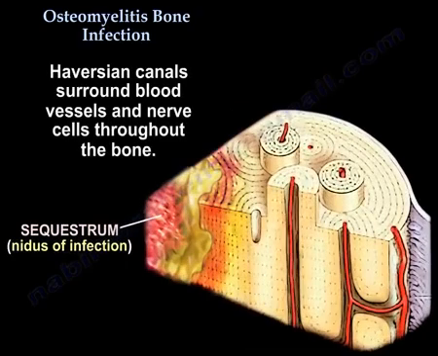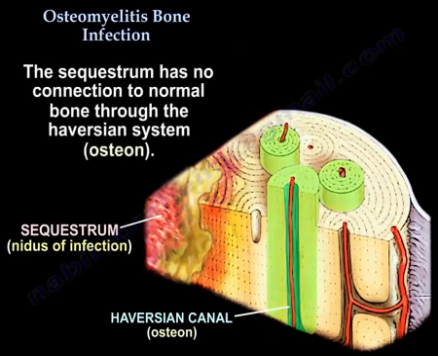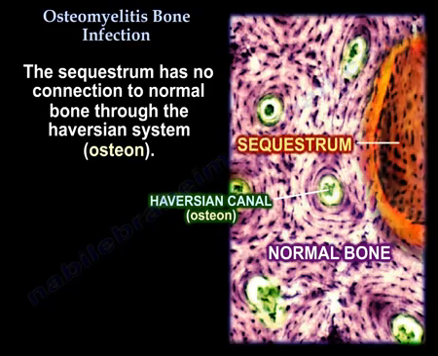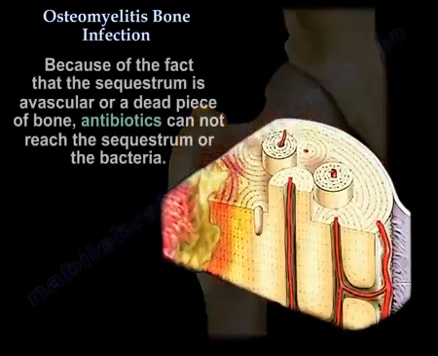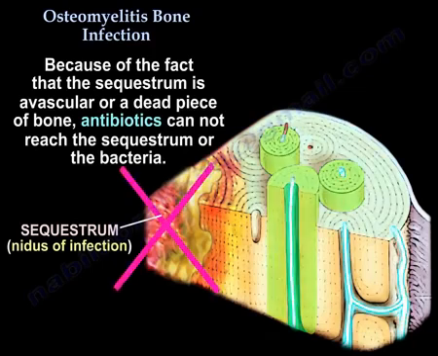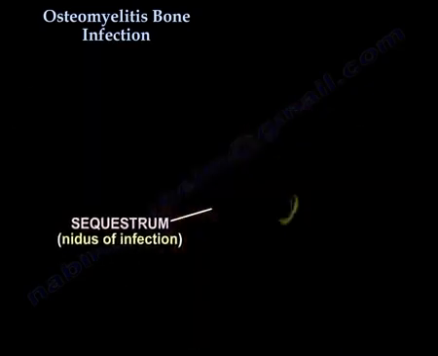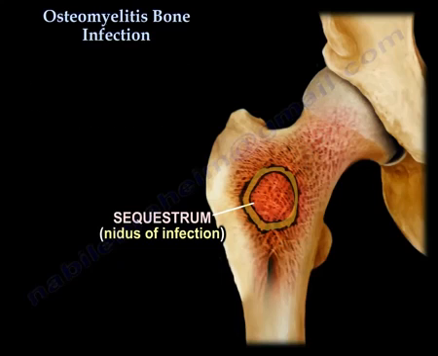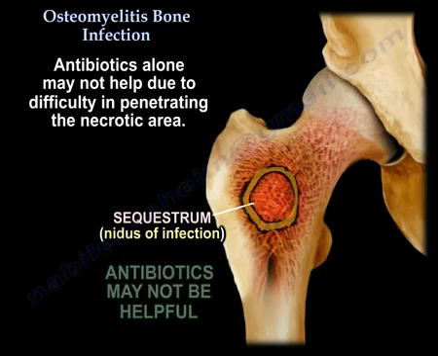Haversian canals surround blood vessels and nerve cells throughout the bone. The sequestrum has no connection to the normal bone through the Haversian system. Because this sequestrum is avascular, a dead piece of bone, antibiotics cannot reach the sequestrum or the bacteria. In fact, the bacteria enter the bone cells and hide inside them. Antibiotics alone may not help due to difficulty in penetrating the necrotic area.